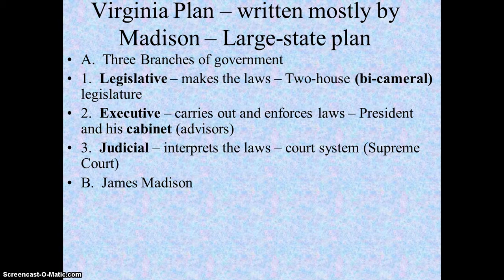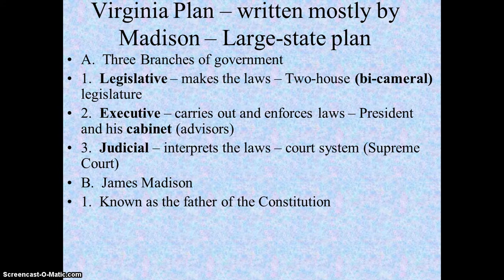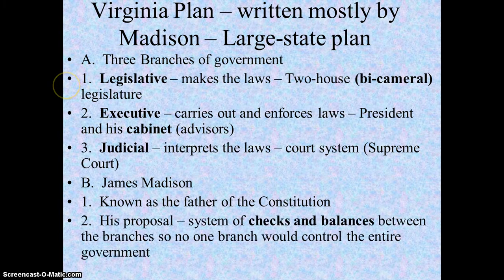James Madison wrote this plan. He's also known as the father of the Constitution. Again, he was the one that came to the convention with an idea, a plan in hand. His proposal: a system of checks and balances between the branches, so no one branch could control the entire government. Each one has a responsibility that holds another branch accountable. For example, the president will appoint a Supreme Court justice to the judicial branch, but it must be approved by the legislative branch first.